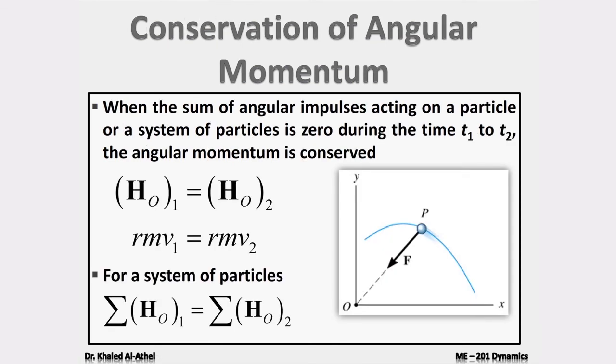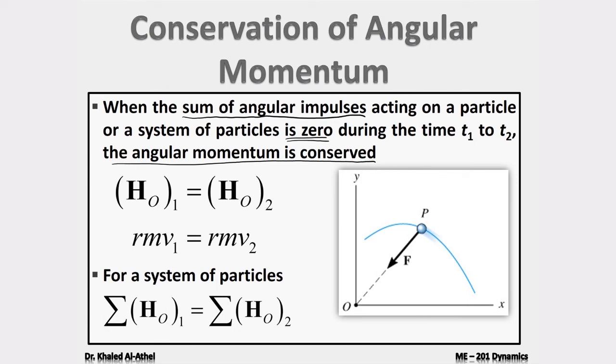Finally, the last point to discuss is the conservation of angular momentum. Exactly the same way we dealt with the linear impulse and momentum, when the sum of angular impulses acting on a particle or a system of particles is 0, during the time from t1 to t2, then the angular momentum is conserved. So I could have cases where I have no forces, or no moments, or I could have moments that are opposite in direction but equal in magnitude and they cancel.